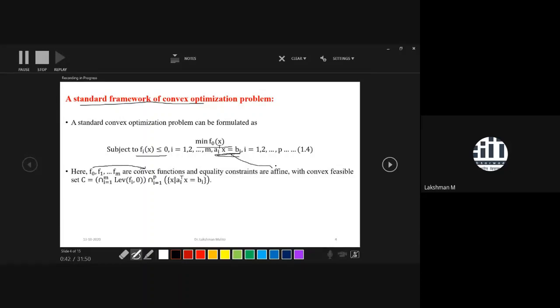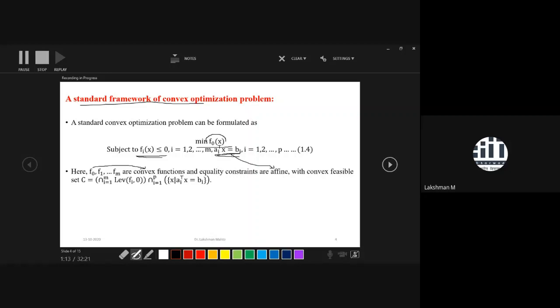We know that every affine function happens to be a convex function, but in a standard form we put a very special criterion that equality constraints must always be affine. If there is an equality constraint which is not affine, we can simply reject that problem by saying that it is a non-convex problem. So you have to remember, and when you come to inequality constraints, the involved constraint functions must be convex, and apart from that the objective function must also be convex.